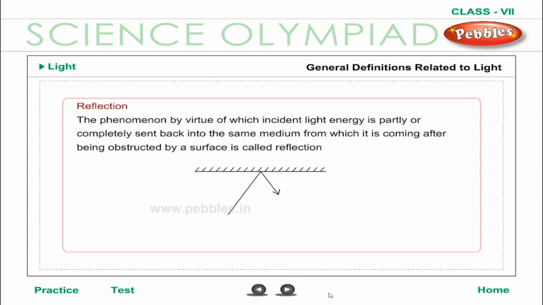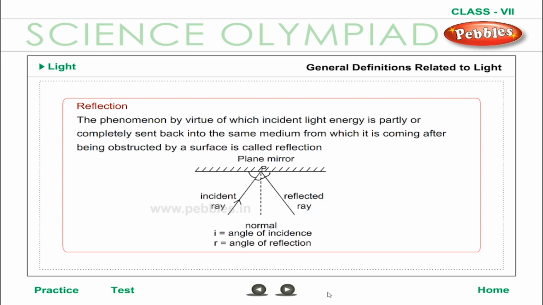Reflection. The phenomenon by virtue of which incident light energy is partly or completely sent back into the same medium from which it is coming after being obstructed by a surface is called reflection.